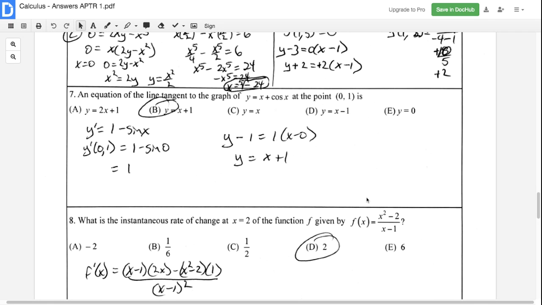Number 7, equation of a tangent line. Again, as soon as you hear a tangent line, you should be thinking slope and point. There's my point. To get my slope, and when you hear slope, you should be thinking derivative. So the derivative of this thing is 1 minus sine.